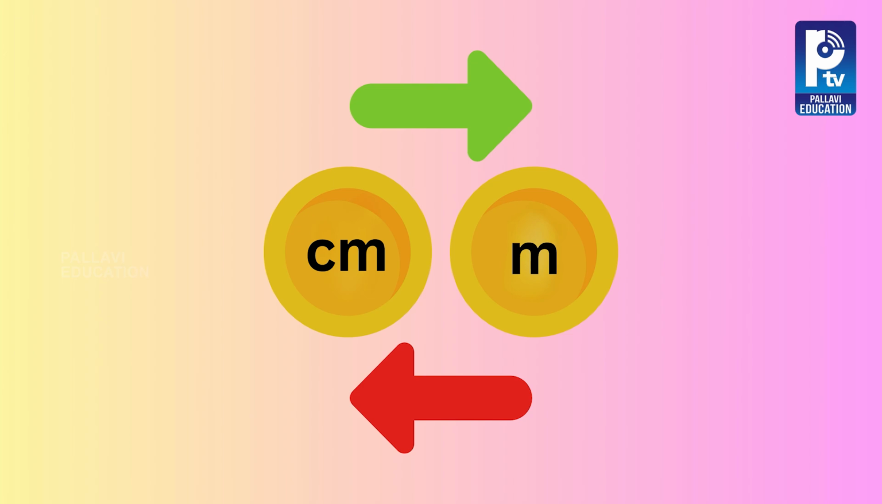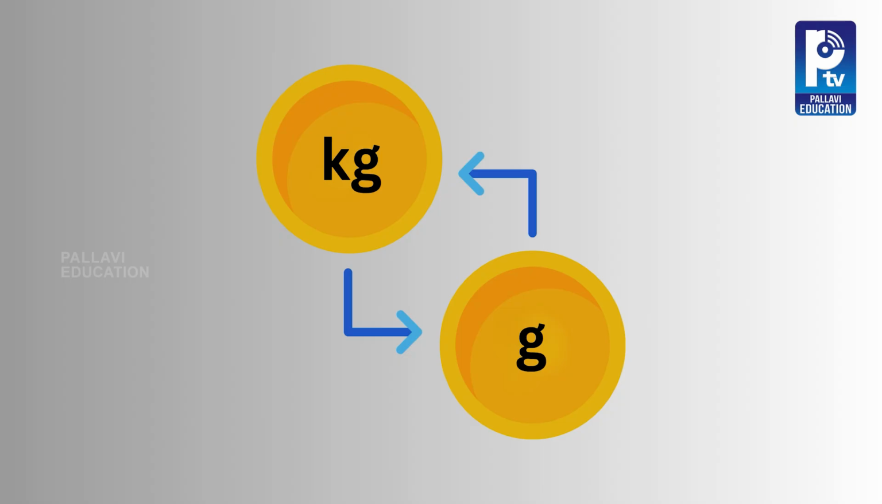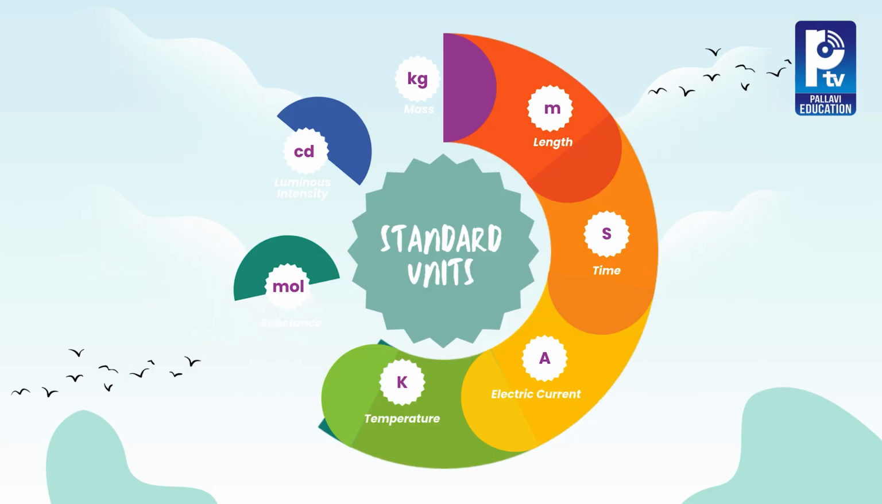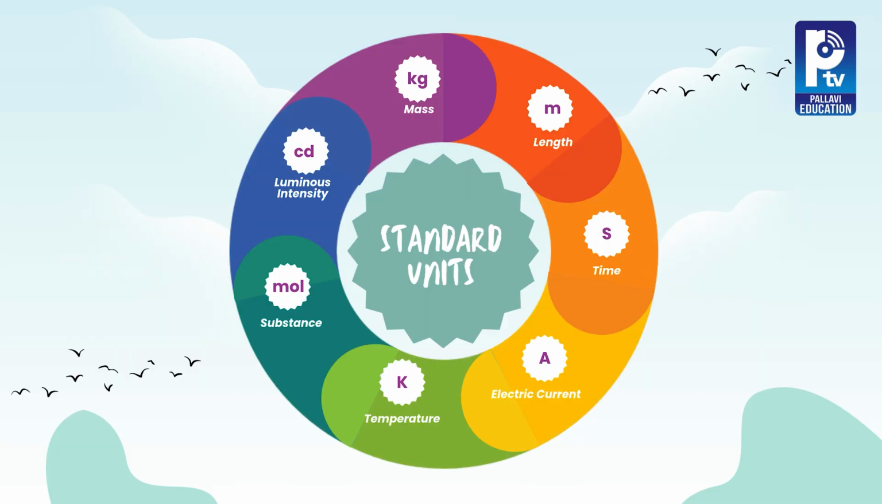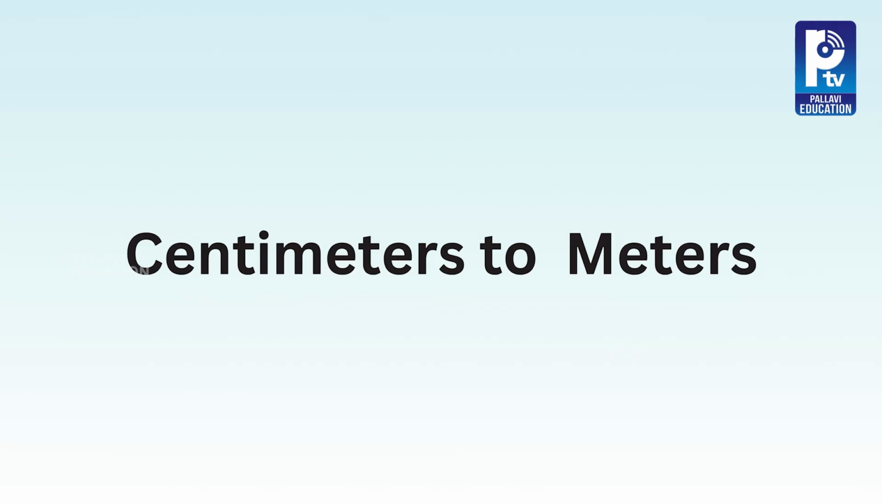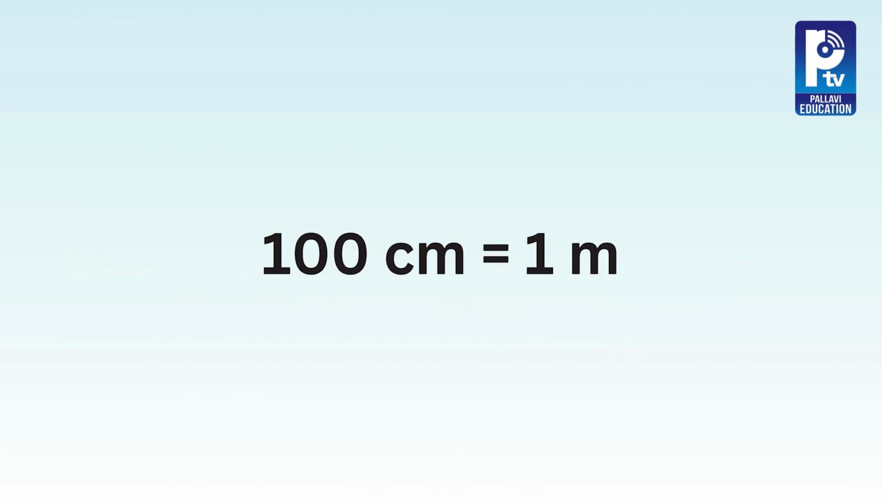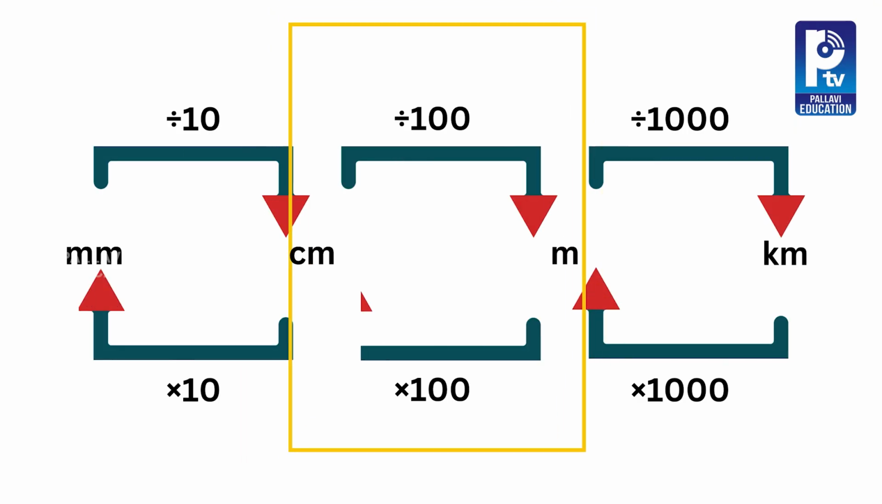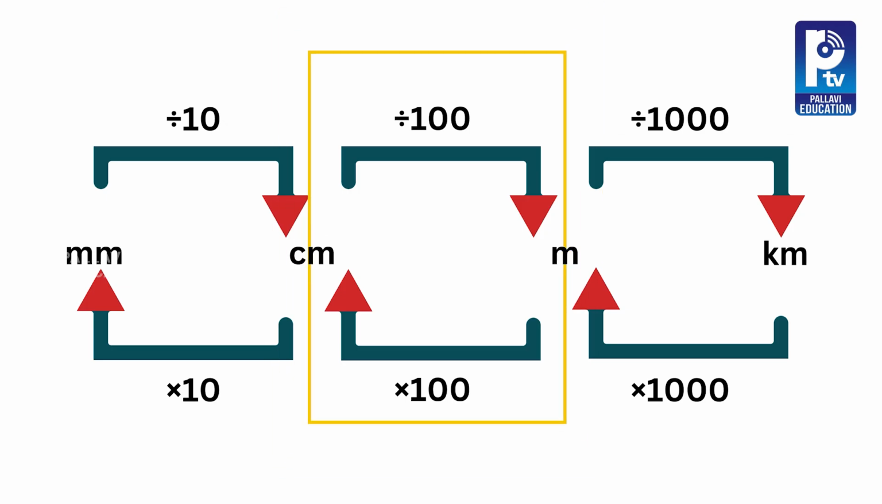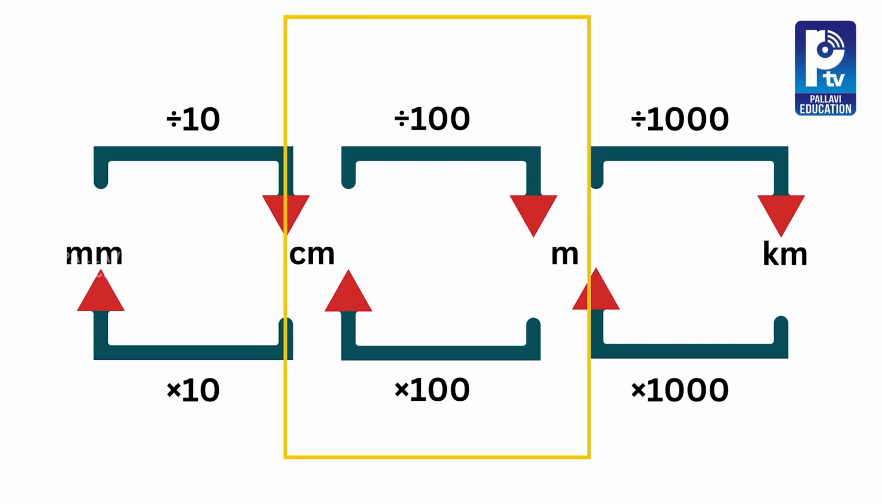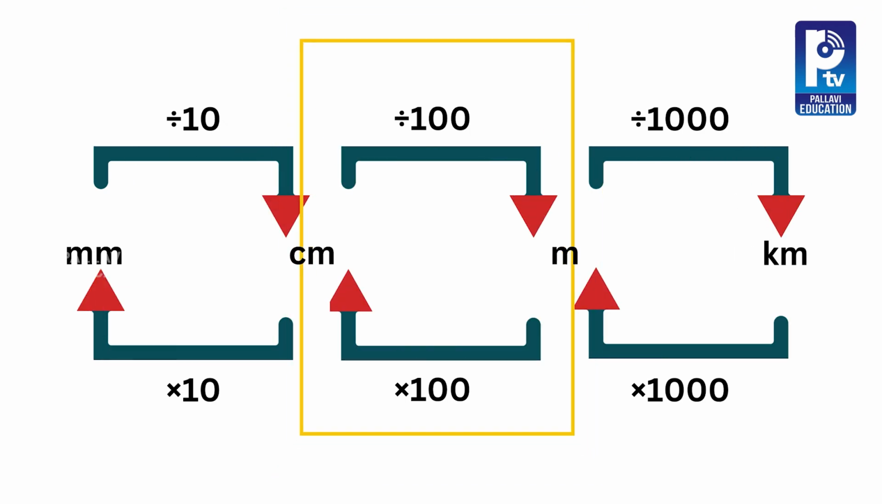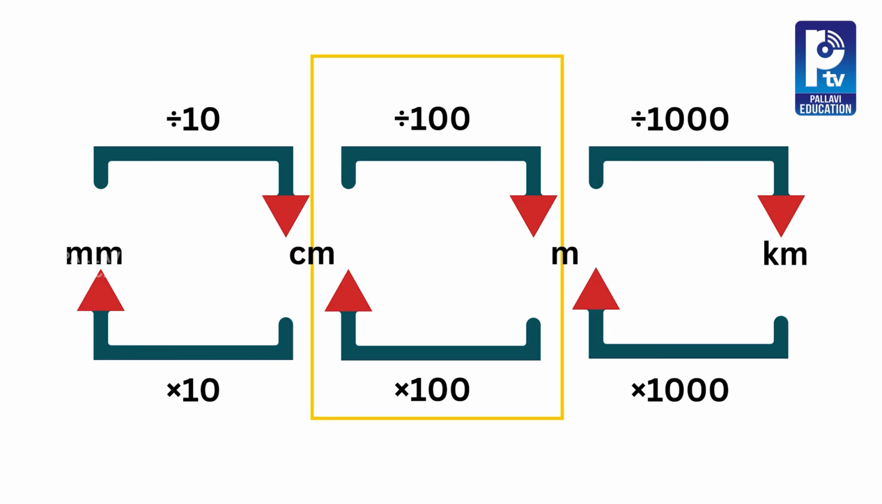Sometimes we need to convert measurements into different units. For example, you might want to convert centimeters to meters or grams to kilograms. The good news is, the SI system makes it easy. Let's quickly go over some conversions. Centimeters to meters. 100 centimeters equals 1 meter, since 1 meter equals 100 centimeters. Dividing by 100 converts centimeters to meters, while multiplying by 100 converts meters to centimeters.